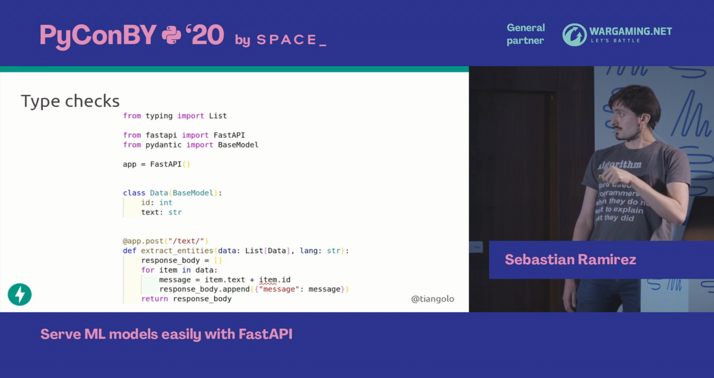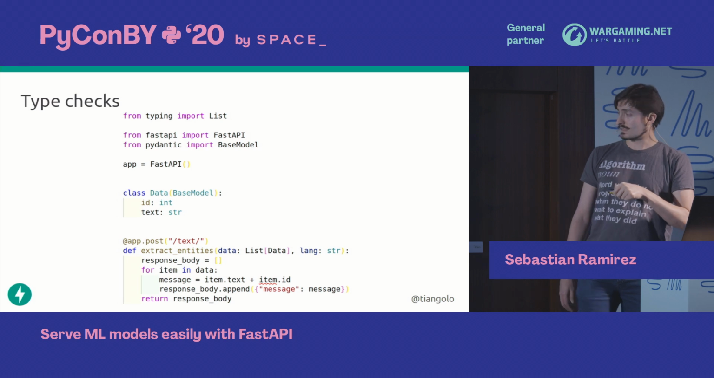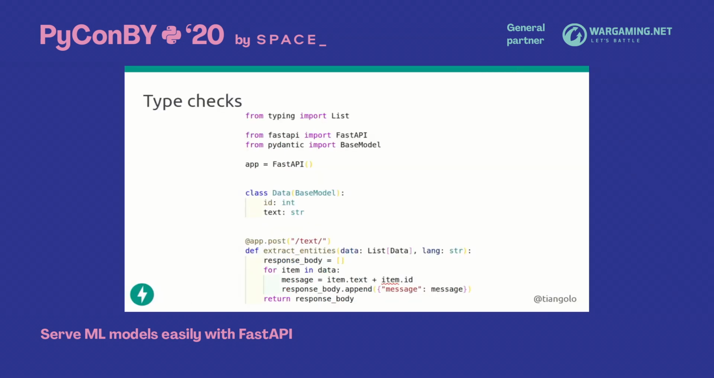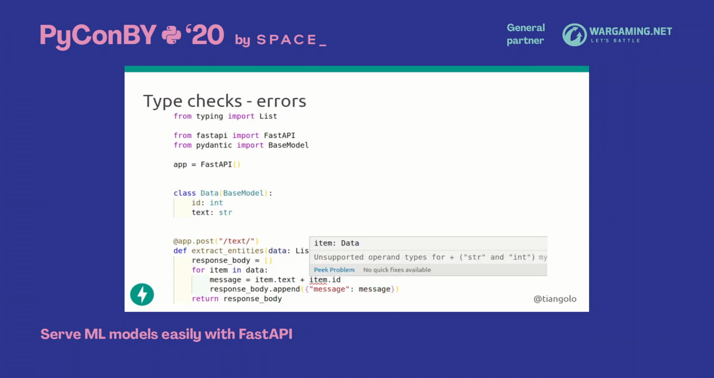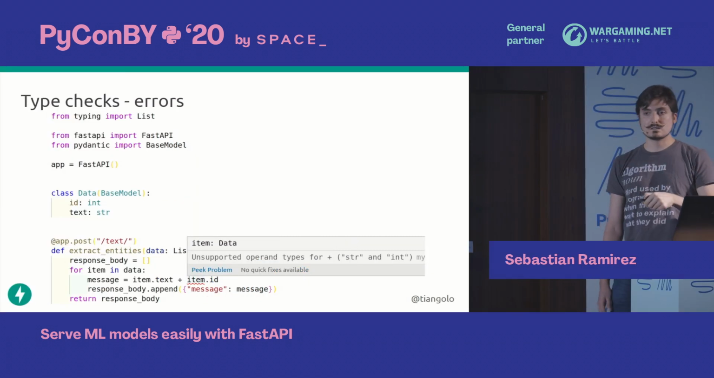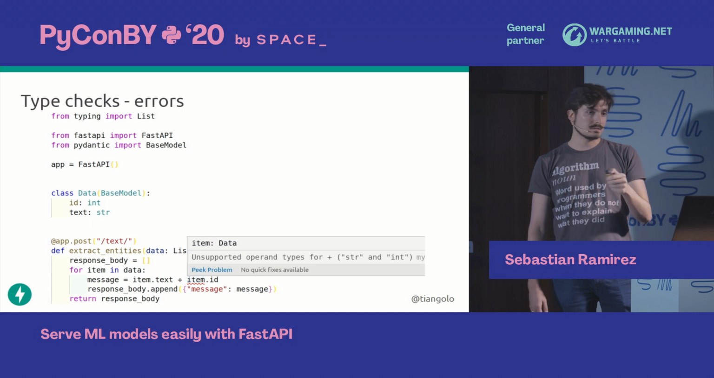But then we get one of these items that are in the list, and we try to sum the text plus the item ID. We get this error here in your editor, and this is not really because of FastAPI, this is because of Python. This is because you are using standard Python type hints. So you're getting this error telling you that string and int cannot be used with this operator. You cannot sum a string with an int. You have to convert the int to a string before being able to sum it.